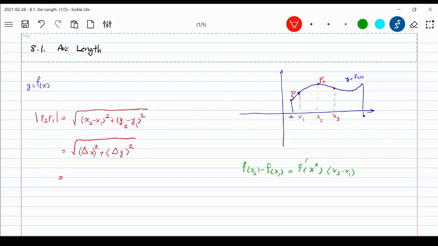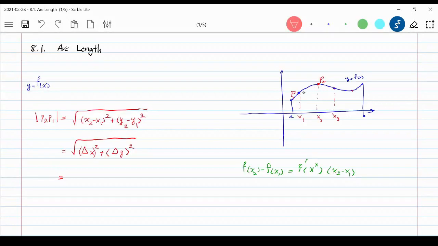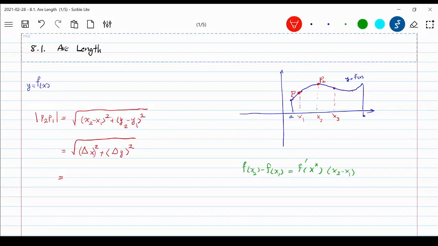So let's say you have 2 points x1 and x2 on the curve. Here's x1, here's x2. If we connect these 2 points with a straight line, that line's length is not exactly the same as the curve's length, but it's close if you pick x1 and x2 very close to each other. So approximately, the length of the curve from P1 to P2 is the distance between those 2 points, which is the square root of the difference in the x's squared plus the difference in the y's squared: y2 minus y1 squared plus x2 minus x1 squared.